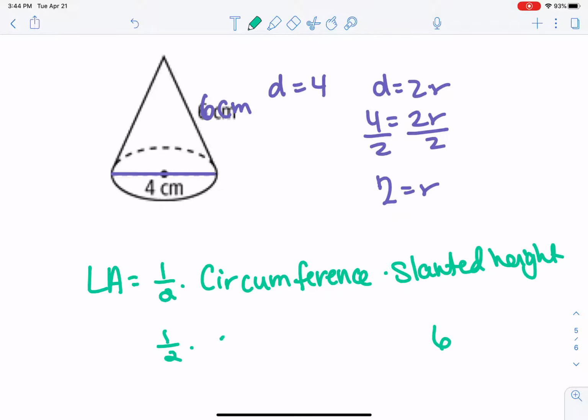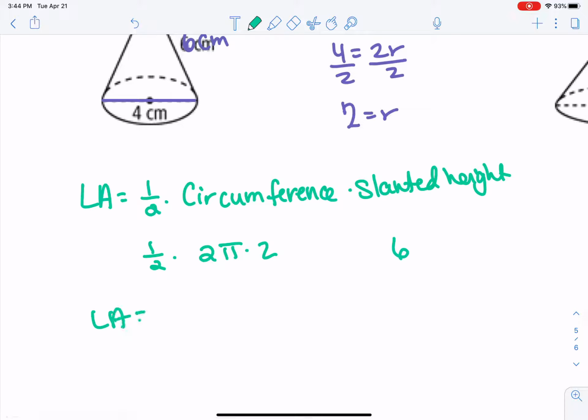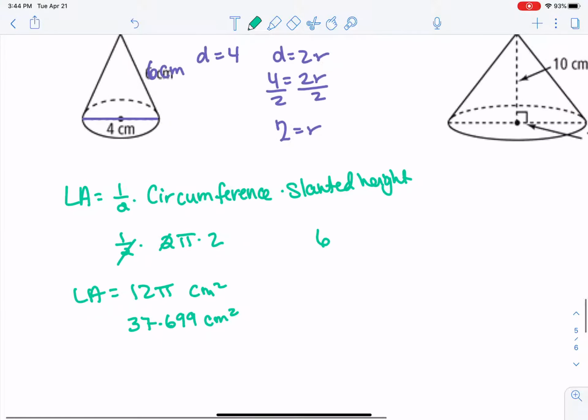The circumference is 2 times pi times radius, which is 2. And then we'll get the lateral area to be 12 pi. If you would like a decimal, that is 37.699. The unit would be centimeters squared. So that's not too bad for the lateral area. Let's go ahead and add the base to it.